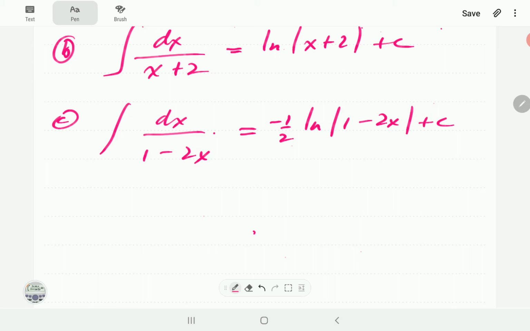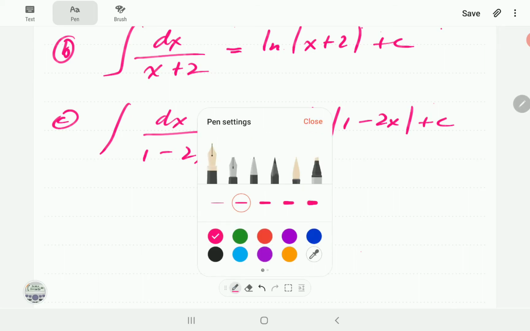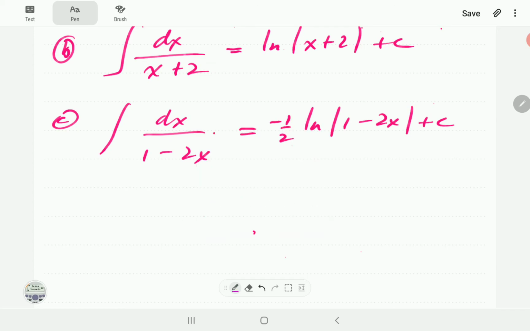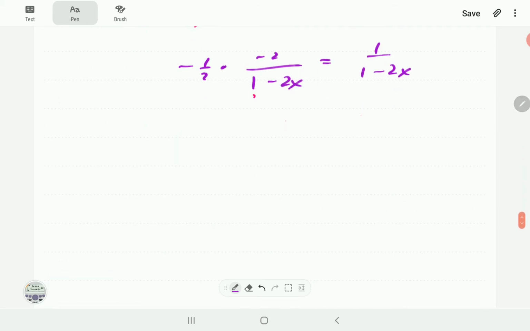The good thing with integration is you can always check your answer. So for instance, for this one, if we differentiate this, we're going to get negative half. Then the reciprocal of this, as we would do when differentiating ln, is going to be 1 minus 2x. Then we multiply by the derivative of this, which is negative 2, and then this thing is going to give us 1 over 1 minus 2x. So that tells us that is the correct expression of the integral.